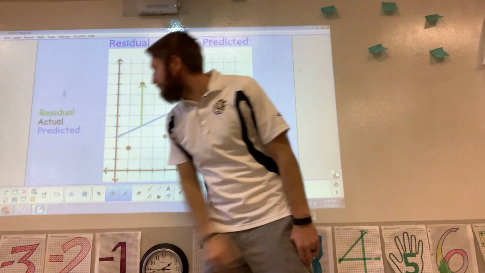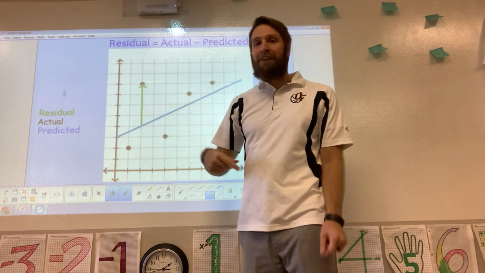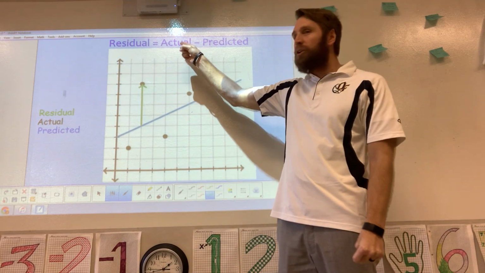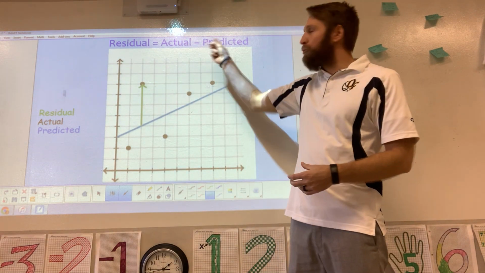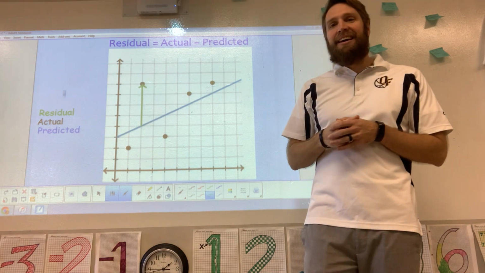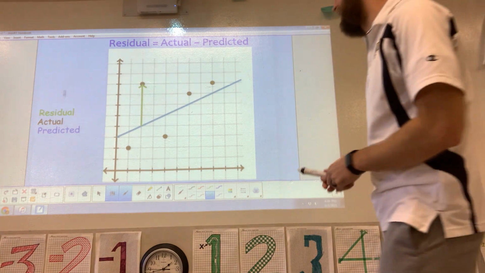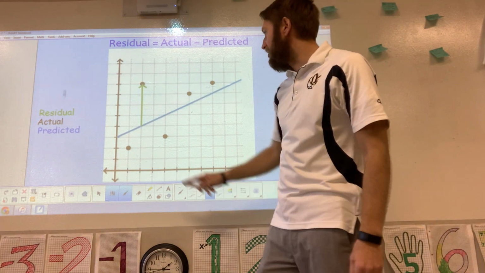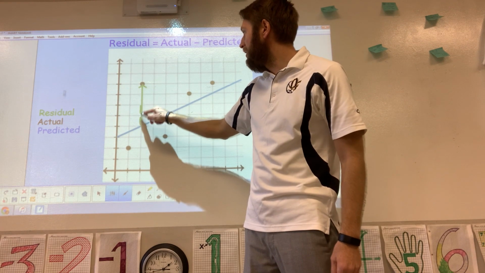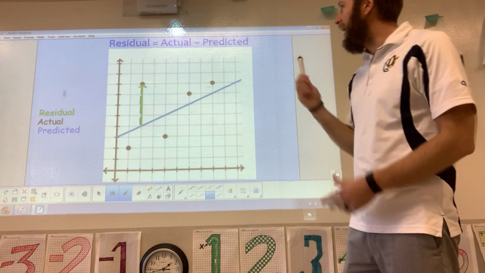Congratulations. Cool. So if we want an equation, the residual, you can find it by taking the actual data and then subtracting the predicted amount. Take the actual data and subtract the predicted amount. So if we take a look at this green line right here, what we just learned is that it has a residual of positive 4. It is 4 above. So how do you find that?